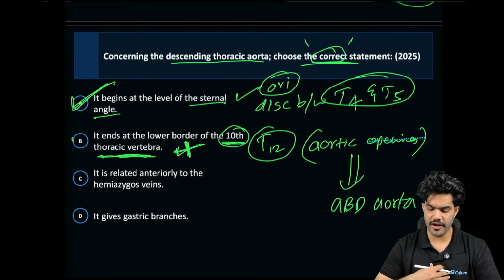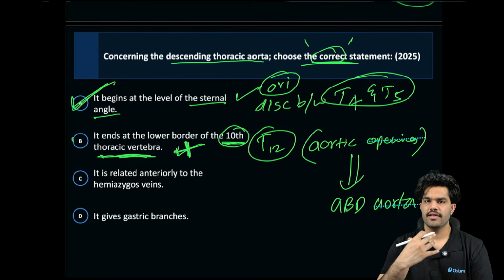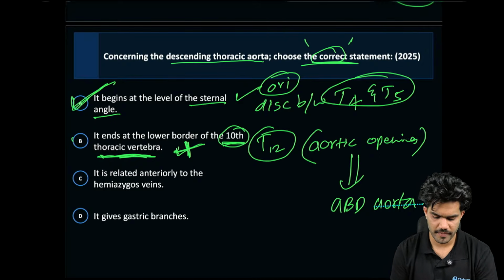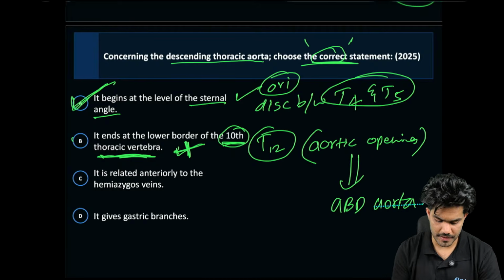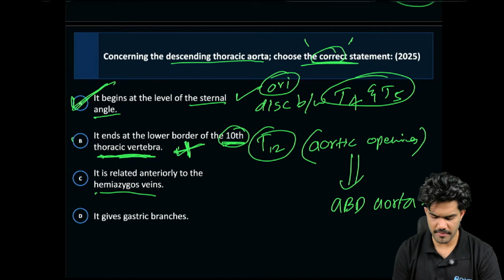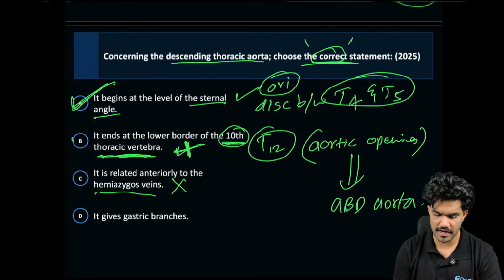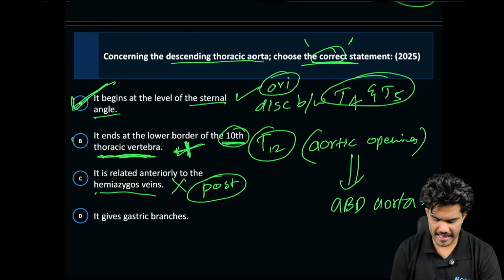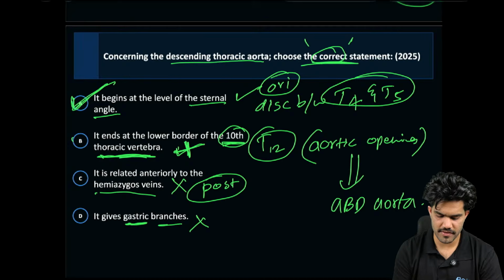Okay. In the thorax, it has the name descending thoracic aorta. If it gets into the abdomen, it's called abdominal aorta. You will study it in second year. Now, it is related anteriorly to the hemiazygous vein? No, it is not related. It is related posteriorly to the hemiazygous. It gives a gastric branch? No. So the answer will be A.